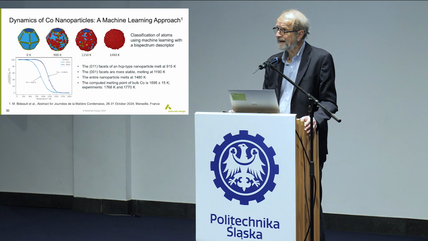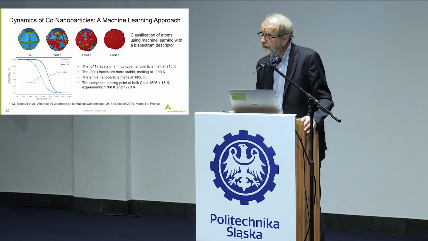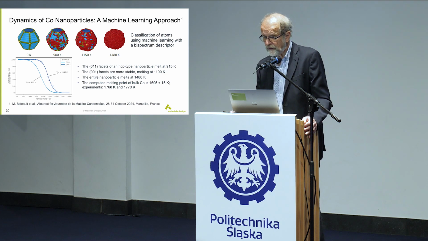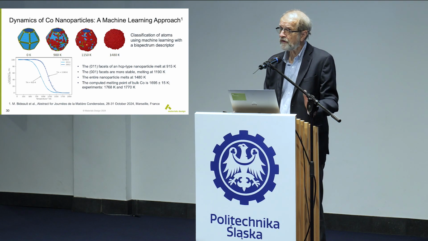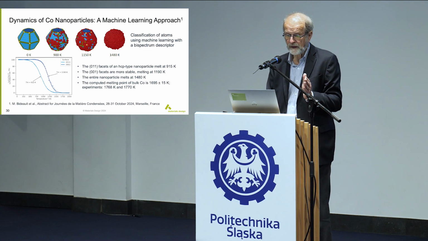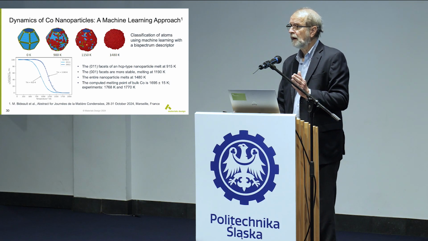So you can then analyze this quantitatively, and she's using machine learning to analyze the molecular dynamics trajectories. She's using a bispectrum descriptor to classify the various atoms. And then you can say, aha, here are the atoms on the 011 facet, and that melts here, and the other facet melts over there.